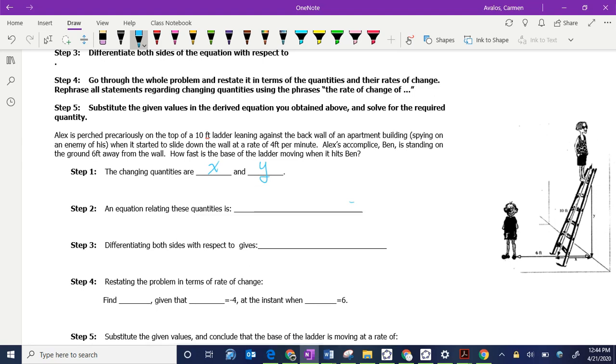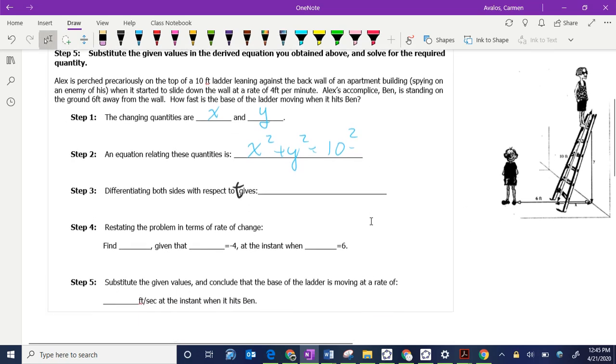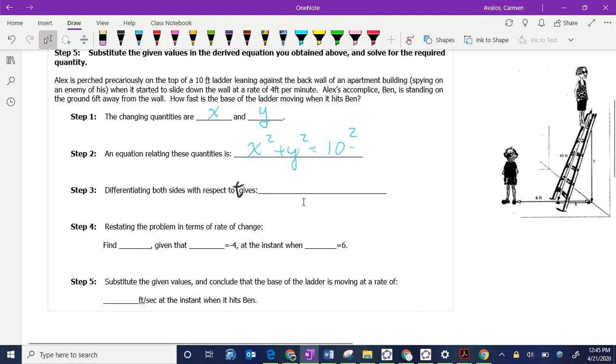What equation can I write for this? Well, this is a right triangle, so I can write something that gives me the right triangle. The legs are x squared and y squared, and the hypotenuse, or the ladder, is 10 squared. Now we're going to take the derivative, but we're missing something. We're going to do it with respect to time, because as time is passing, the ladder is falling faster or slower, since it's going to pick up speed.